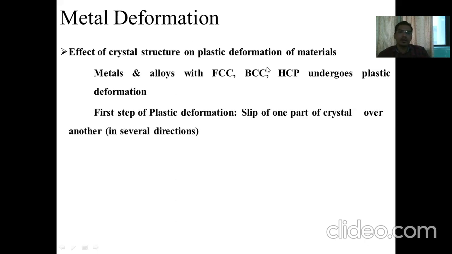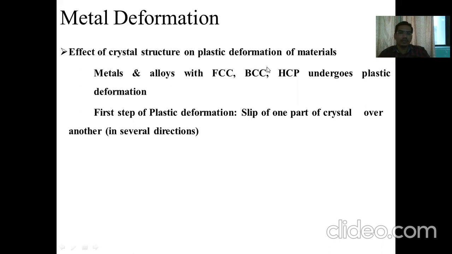So the metals and alloys with FCC, BCC, HCP undergo plastic deformation. As already discussed in unit number one, part number one, we know that each and every metal is formed by a crystal structure, which may be a face centered cubic, body centered cubic, or hexagonal close packed structure. So depending on the atomic arrangement, we can classify metals and alloys as FCC, BCC, HCP.